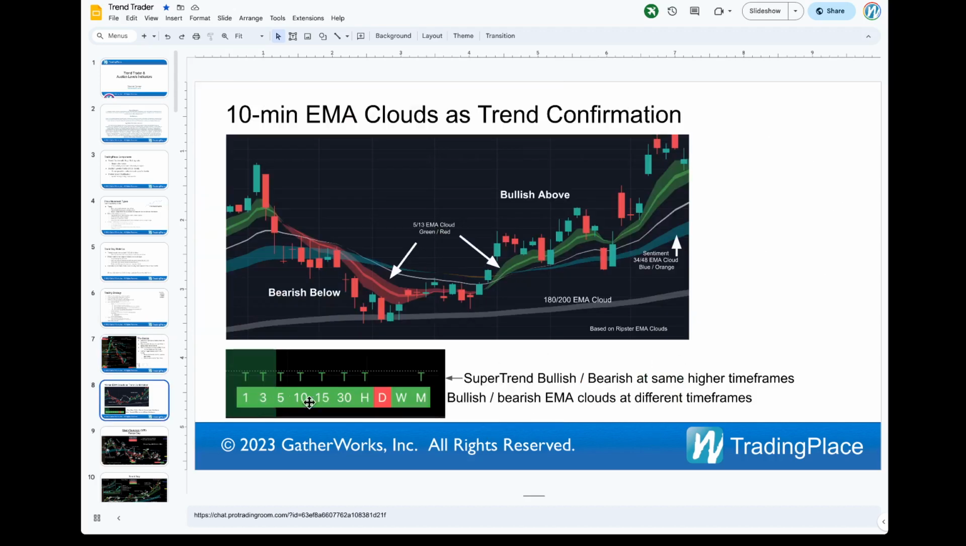So this is the new indicator. This is where it shows the super trend based on that. This still doesn't show the color variations, but you'll see when you install it. This is the EMA clouds, so you can see it a little bit better.